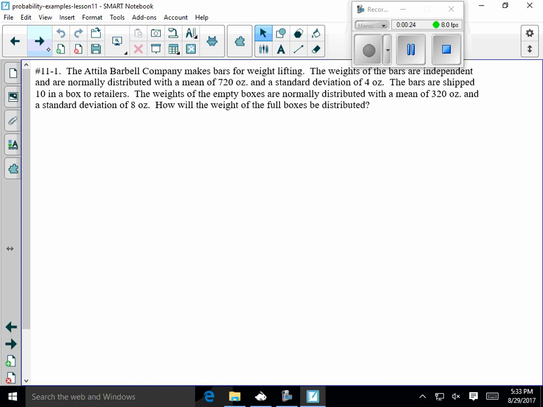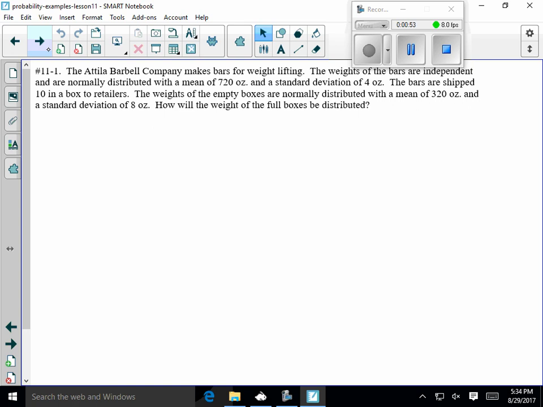First problem says the Attila Barbell Company makes bars for weightlifting. The weights of the bars are independent and are normally distributed with a mean of 720 ounces and a standard deviation of 4 ounces. The bars are shipped 10 in a box to retailers. The weights of the empty boxes are also normally distributed with a mean of 320 ounces and a standard deviation of 8 ounces. How will the weight of the full boxes be distributed? So pause this and give this one a try.